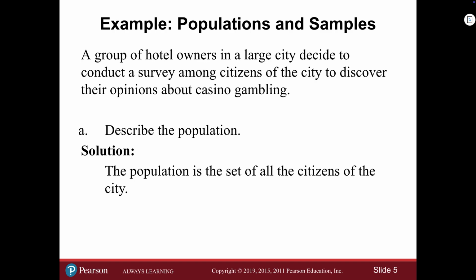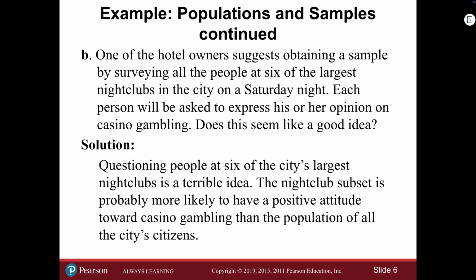It's not set up quite right, so we're giving you the answers as we ask you the questions. But we'll go ahead and do this. A group of hotel owners in a large city decide to conduct a survey among citizens of the city to discover their opinions about casino gambling. So they're just wanting to know whether they should open casinos in their hotels, right? So what would be the population? Would it make sense that it's all the citizens of the city, not visitors, because they want to know what the people who live there want.